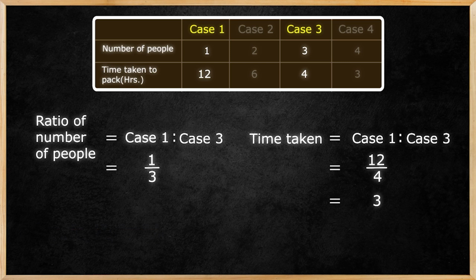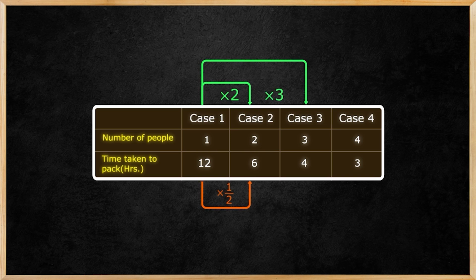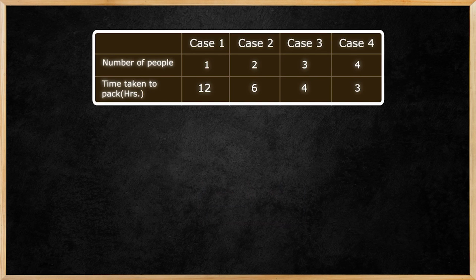But what does this actually mean? This means that when the number of people increases to 2, the time taken to complete the packing reduces by a half, that is 1/2. Similarly, if we increase the number of people to 3, the time taken reduces to 1/3 and so on. Interesting, isn't it? There is another interesting thing that you can observe here.